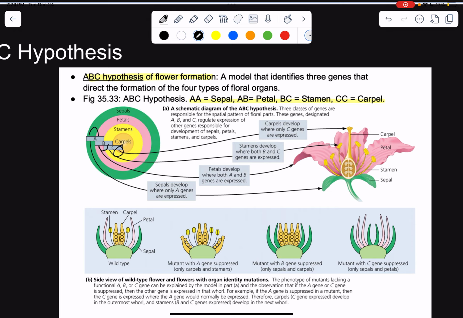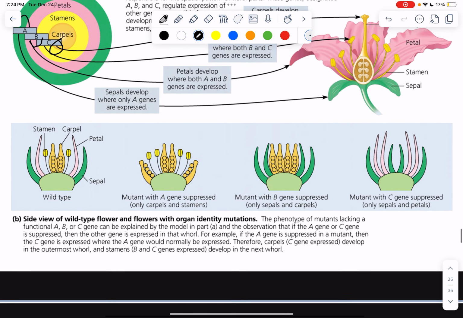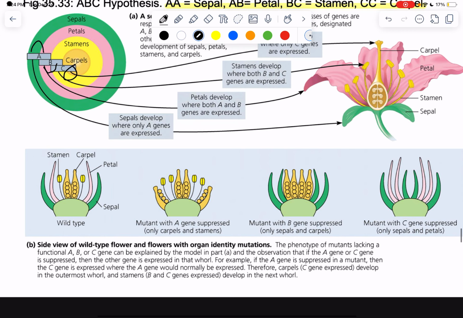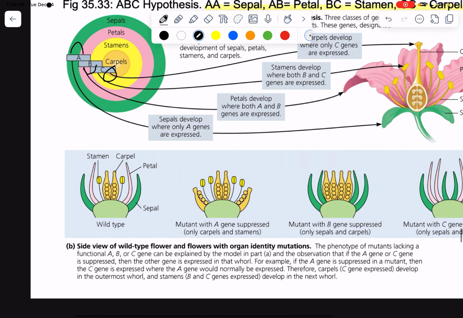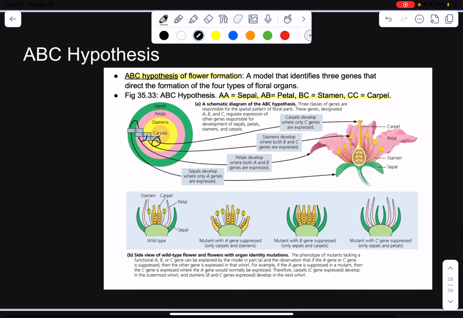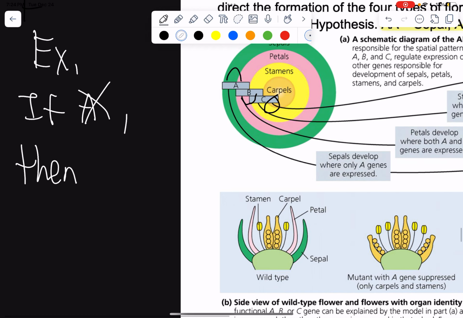And you can see here the side view of wild-type flowers with organ identity mutations. When one gene is knocked out, everything related to that gene is knocked out. So, for example, if the A gene is knocked out, then there will be no more sepals or petals.